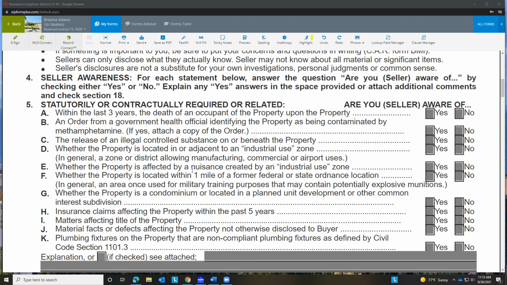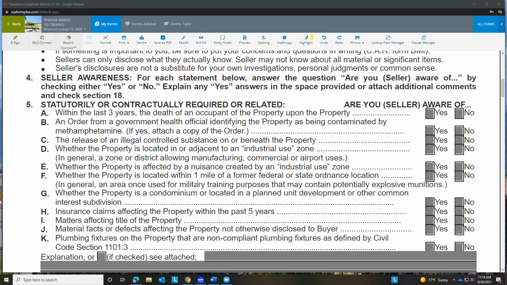Whether the property is affected by a nuisance created by an industrial zone. Guys, it's a simple answer. We're in the flight path. You know, if somebody really wants the house, they'll still buy it. My grandma's house was right under the flight path. I love that house. I'd buy it today if I could. I don't care. And most buyers know and don't care. But to say it and then afterwards, all of a sudden they're right under the flight path, they're going to be upset.